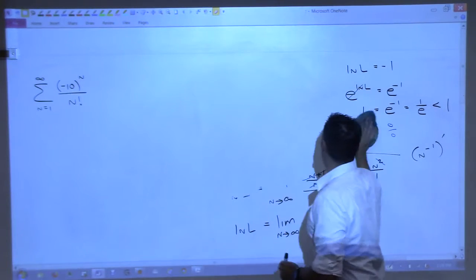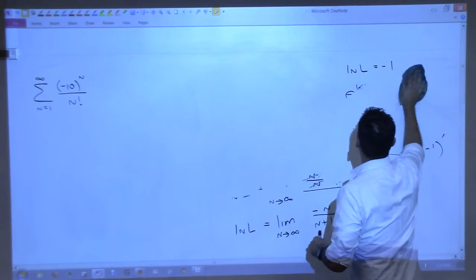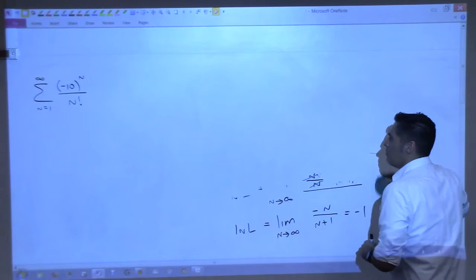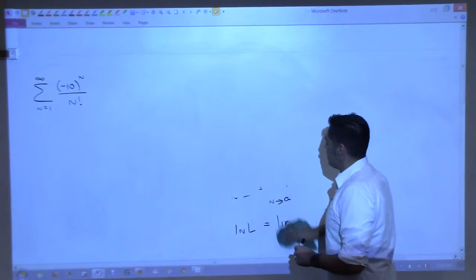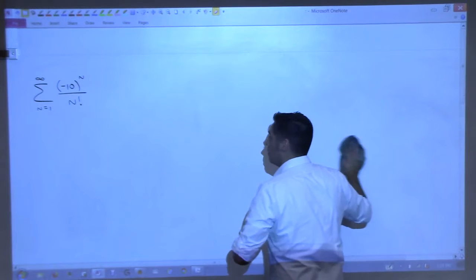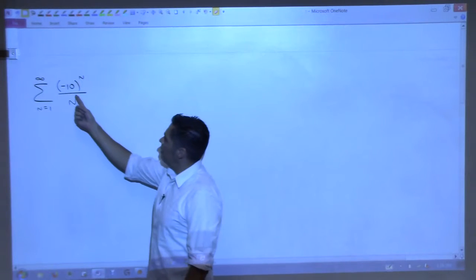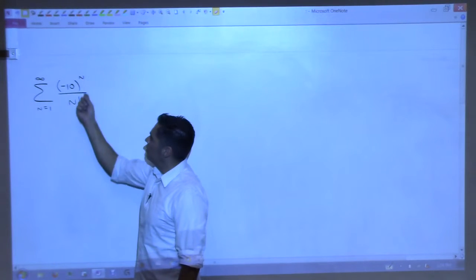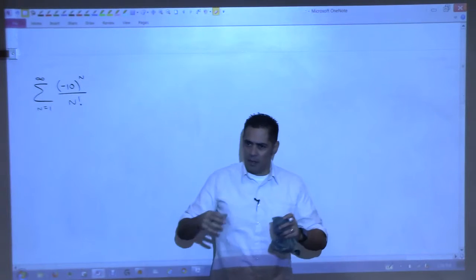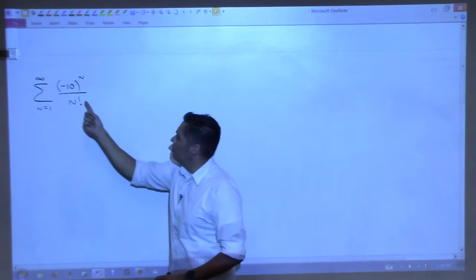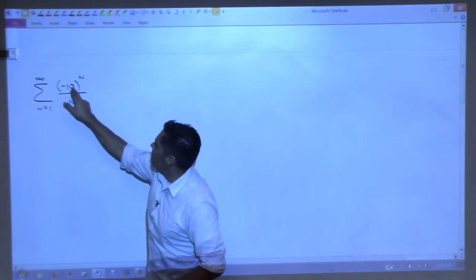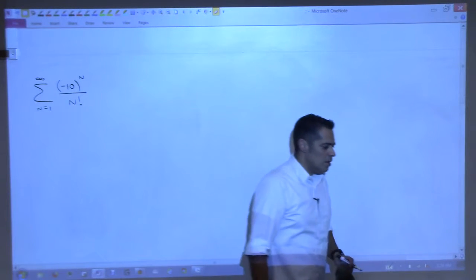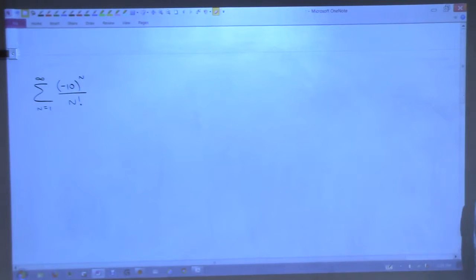Just out of curiosity, looking at that, what do you think grows faster? Do you think negative 10 to the n gets bigger, if we think of it like an absolute value? Forget the negatives there. 10 to the n versus n factorial. Which one of those do you think grows faster?